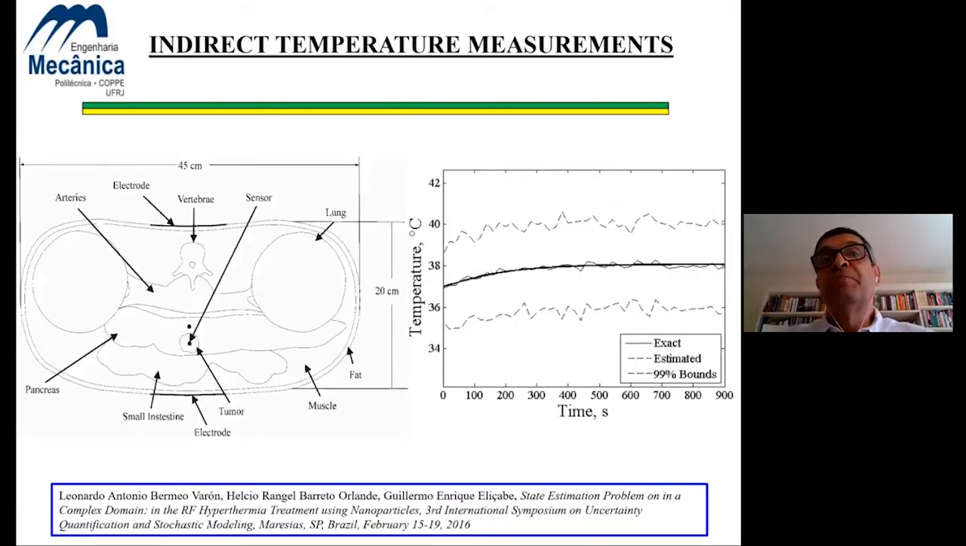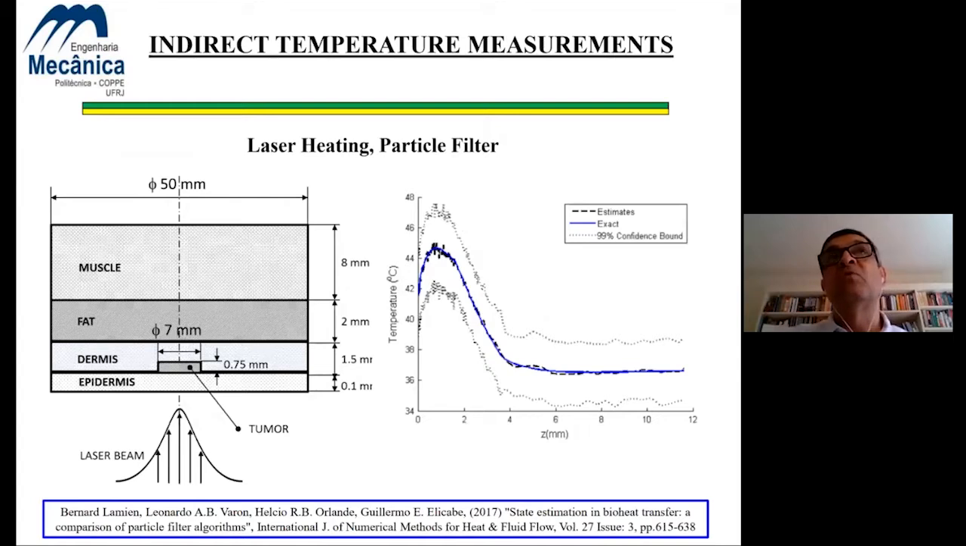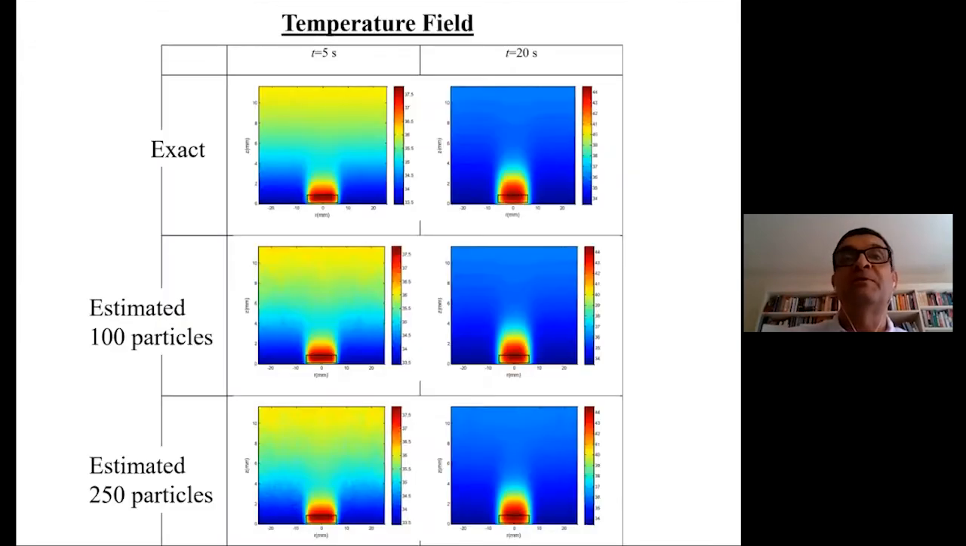A similar result has also been obtained for a more realistic geometry of the abdomen, in this case considering that the tumor was located in the pancreas. And we have also applied the particle filter to a similar problem, but now involving the laser heating of a skin cancer. This figure on the right shows the estimation of the spatial distribution of the temperature along the center line of this region at a specific time, and it also shows very accurate estimates. And this is also the case for the temperature field in the whole region at two different times.